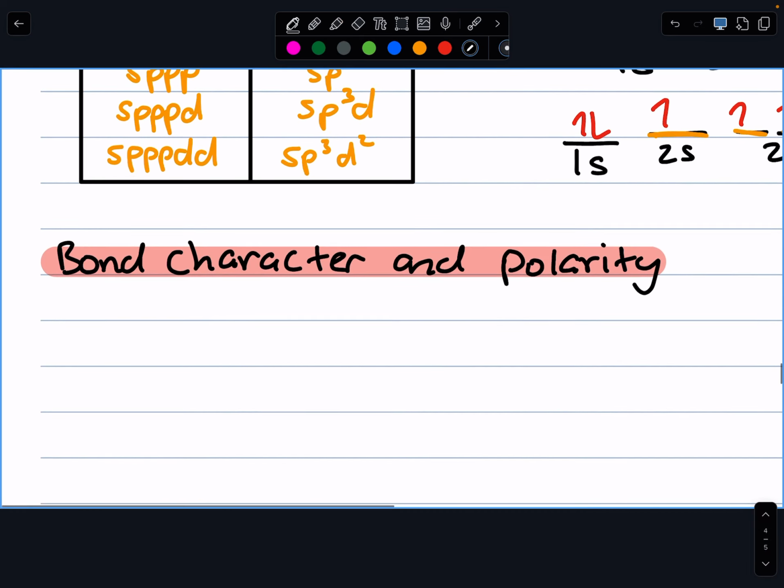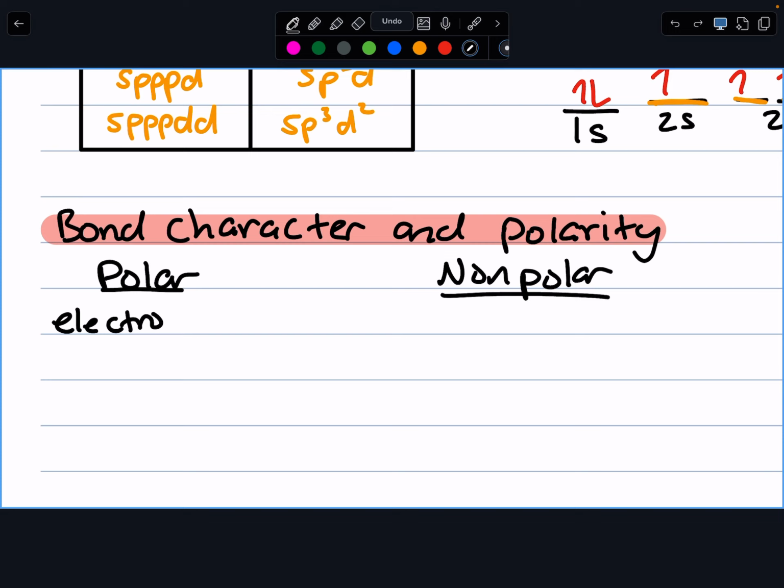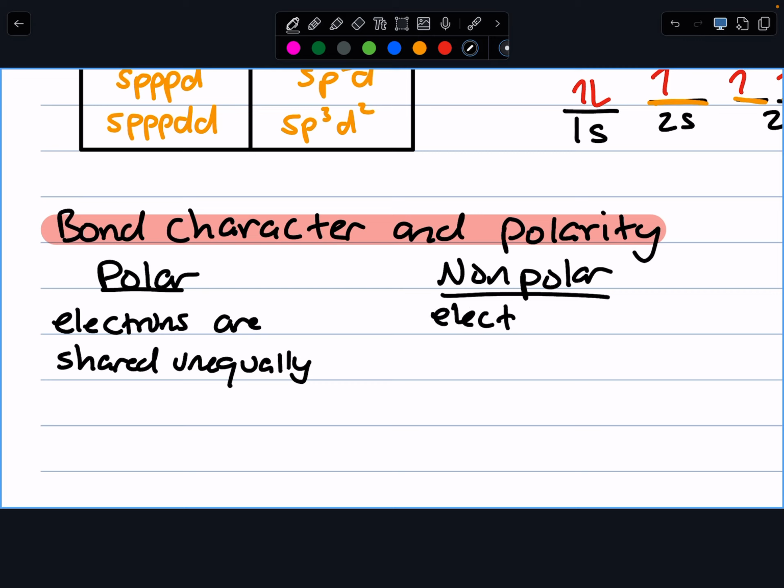Okay, so bond character and polarity. There are two very important words you should be aware of: polar and nonpolar. Polar versus nonpolar. When I have a polar bond, my electrons are being shared unequally. I'm going to write that and then explain it. And then nonpolar, well, what do you think? The opposite. They're shared equally.